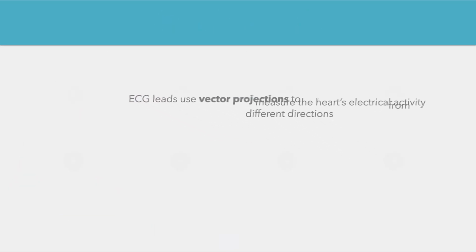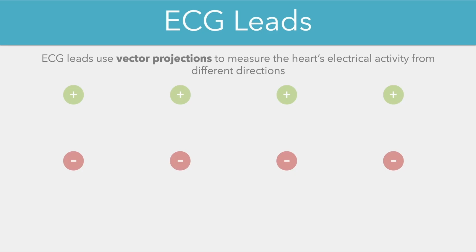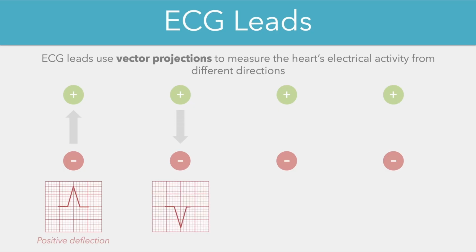Just to explain this principle in more detail, if we have an impulse which is traveling towards an ECG lead, this is picked up as a positive deflection on our tracing. In the opposite situation, an impulse which is traveling away from an ECG lead is seen as a negative deflection.